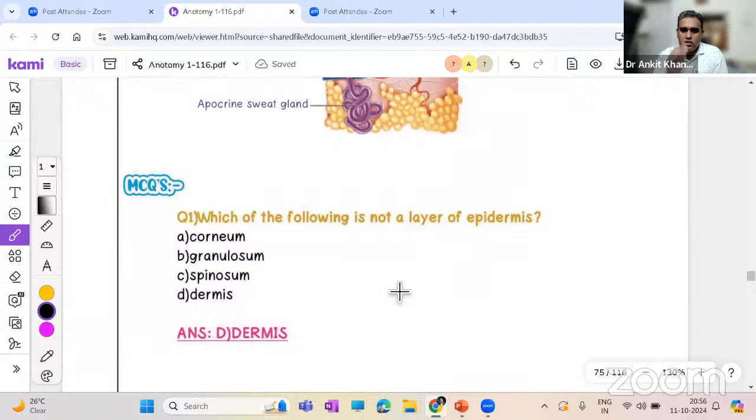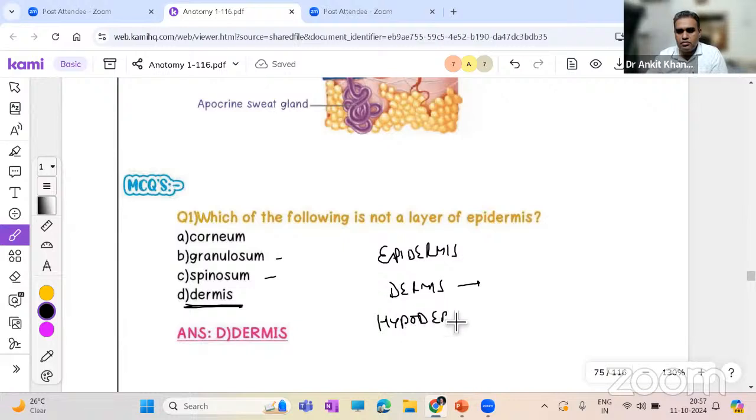Which of the following is not a layer of epidermis? Obviously, dermis is not a layer of epidermis. That is common sense. Because for the skin, let me tell you, we have an epidermis, which we have seen, and we have a dermis. Epidermis has layers like stratum corneum, granulosum, spinosum, lucidum, all that. Then you have a dermis. Dermis has the reticular and the papillary layer. It holds the epidermis. Below this you have a hypodermis.